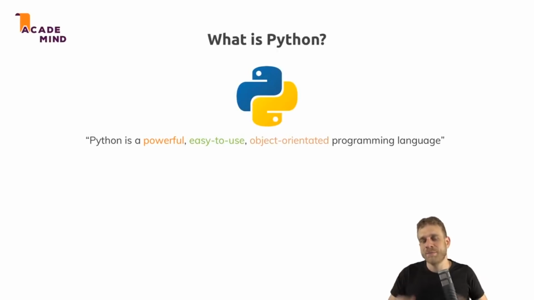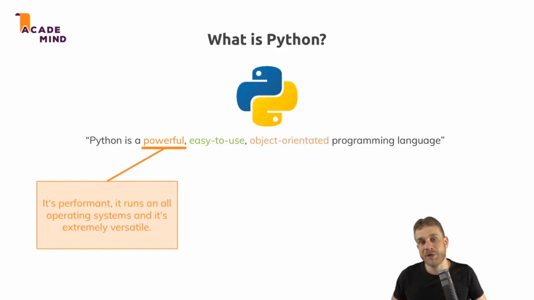So what is Python? Python is a programming language which you can use for many different things. It's an extremely powerful, easy to use, and object-oriented programming language. Now, what does this mean? It's powerful because it offers good performance. It runs on all major operating systems, so it doesn't matter if you're using Mac, Windows, or Linux, it'll work on all of these, and you can use all of these for this course.